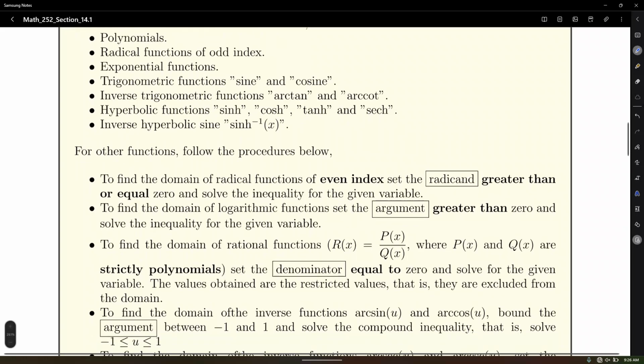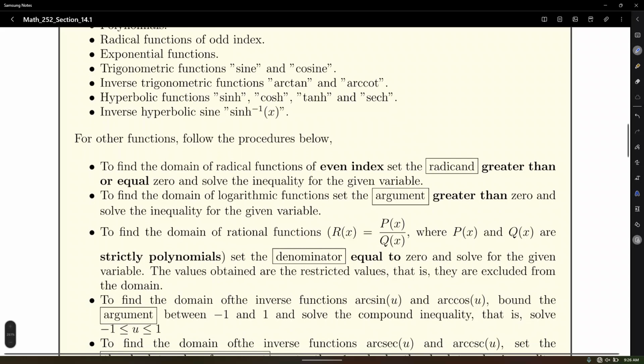Okay. What else? Trigonometric functions such as sine and cosine. Recall that the remaining trig functions, tangent, cotangent, secant, and cosecant, have vertical asymptotes. Those are values of x where the functions are not defined. Okay. What else? Inverse trigonometric functions such as the arctangent and the arccotangent functions. Those are functions whose domains are all real numbers. Hyperbolic functions such as sinh, cosh, and sech. Okay.